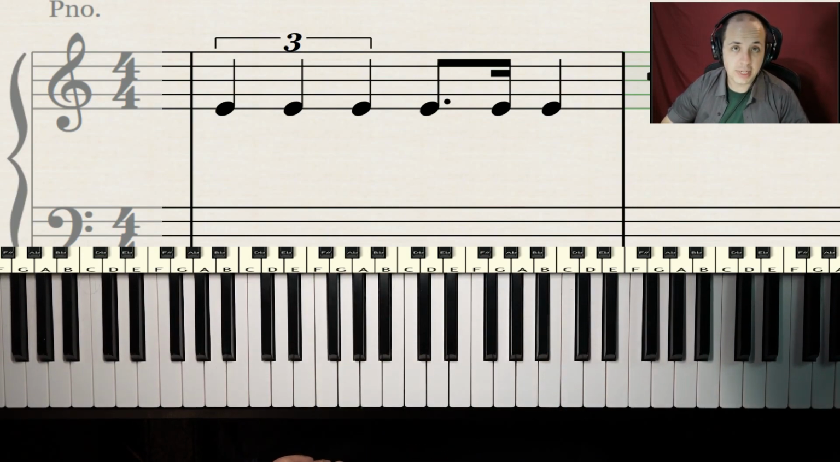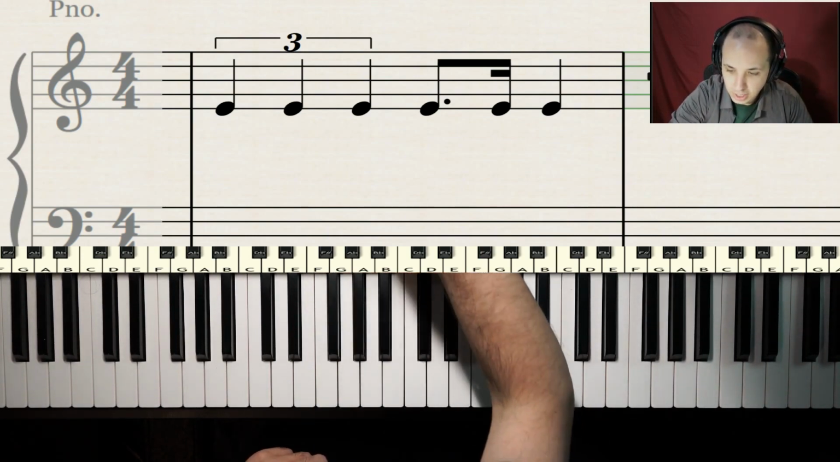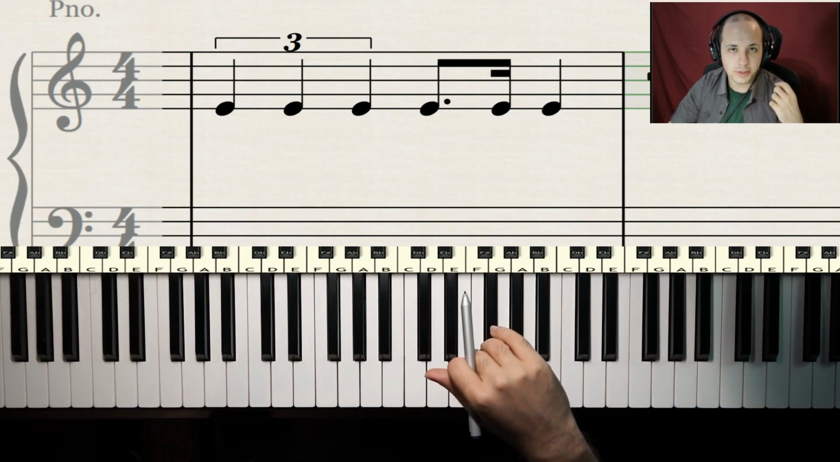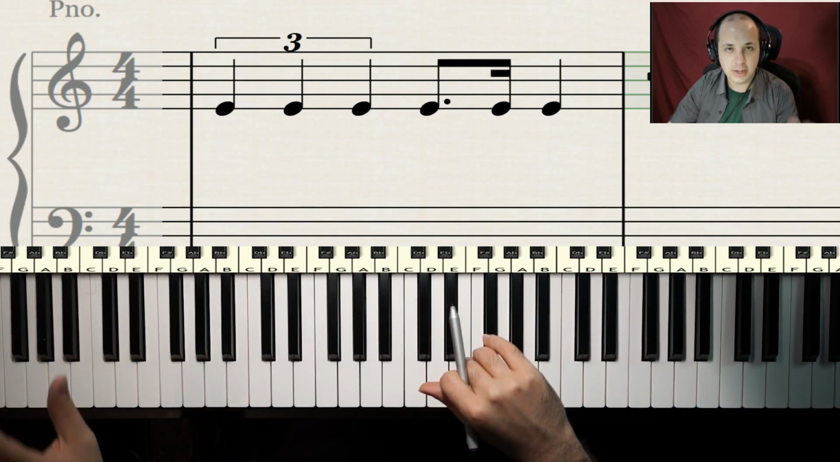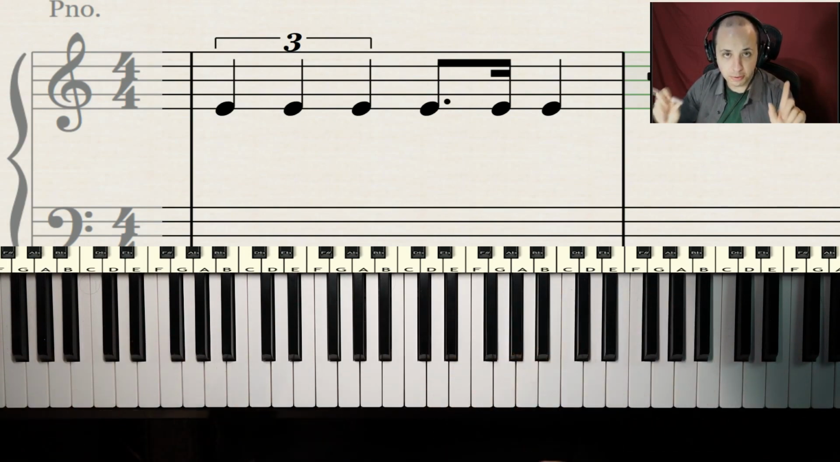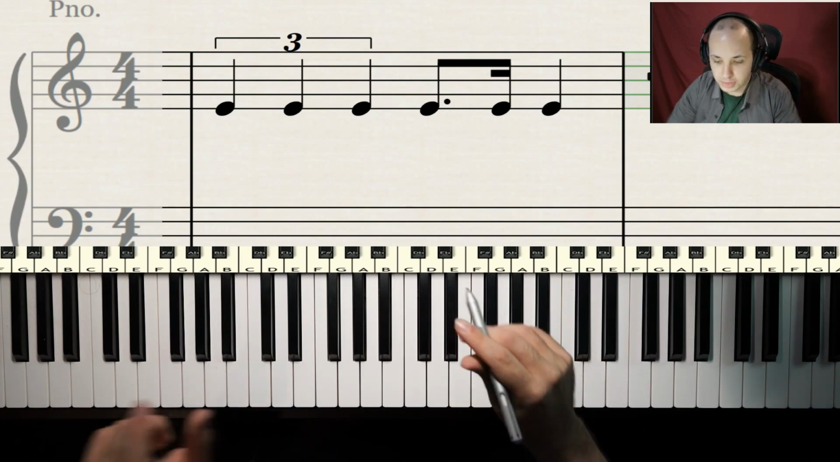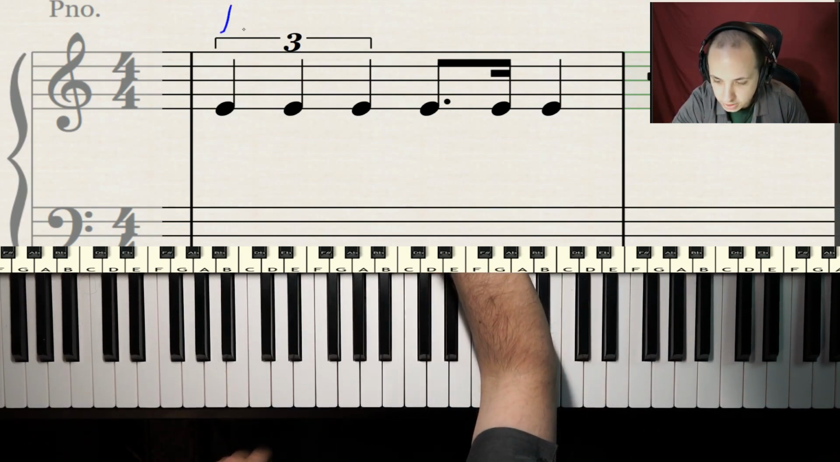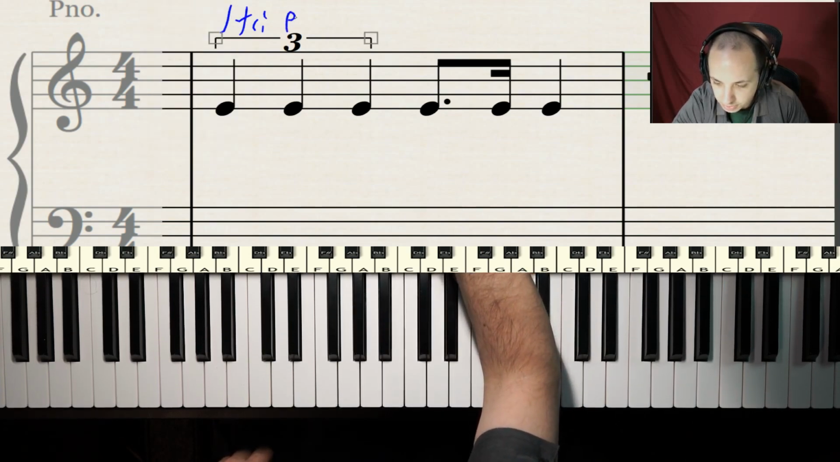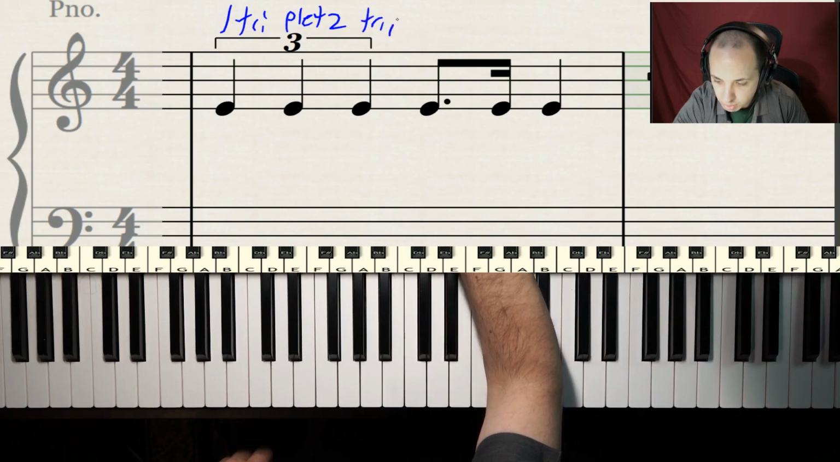Okay, how are we going to count out this measure? Well, we have a quarter note triplet. Remember, to count out a quarter note triplet, we're basically going to count it as 2 16th note triplets, right? That makes sense. A quarter note triplet takes up 2 beats, and we would need 2 16th note triplets to do that. So here we go. We say 1 tri, plet 2, tri, plet.